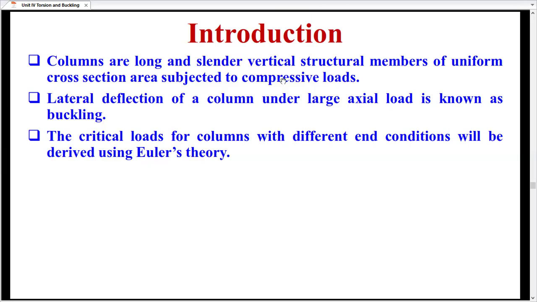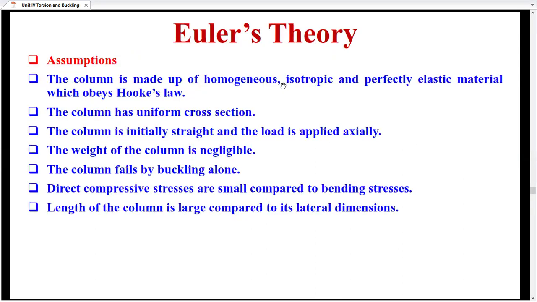Now we'll discuss how that buckling will happen. There are some assumptions. If the column is made up of homogeneous, isotropic and perfectly elastic material, then it will obey Hooke's law. The column must have uniform cross section. The column is initially straight and the load is applied axially on that column. The weight of the column is negligible. The column fails by only buckling. The direct compressive stresses are small compared to bending stresses, and the length of the column is large compared to its lateral dimensions. So these are some assumptions which we can consider while deriving Euler's equation.